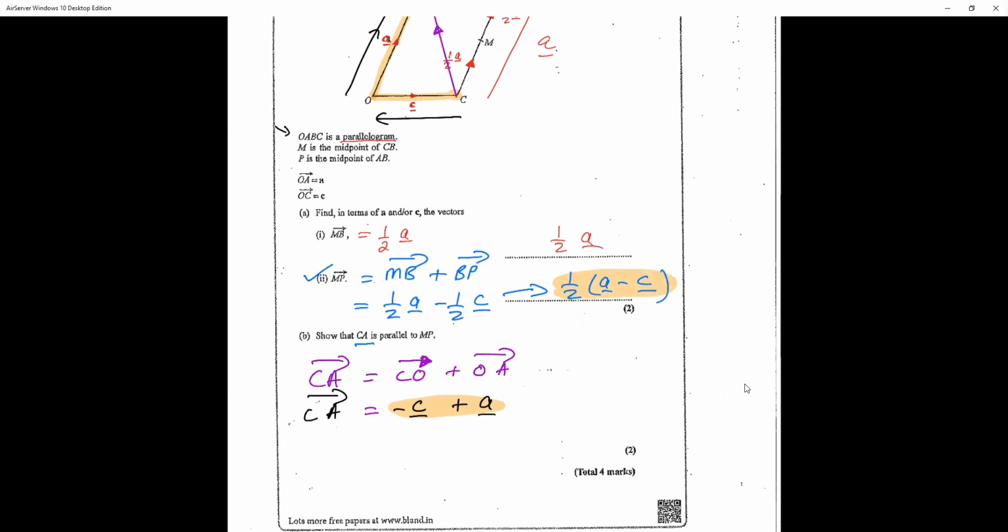Yeah. So what we can do here, we can actually rewrite the C to A and put the A first and the minus C afterwards. So it looks more like what we need to get to, which is that one up there.